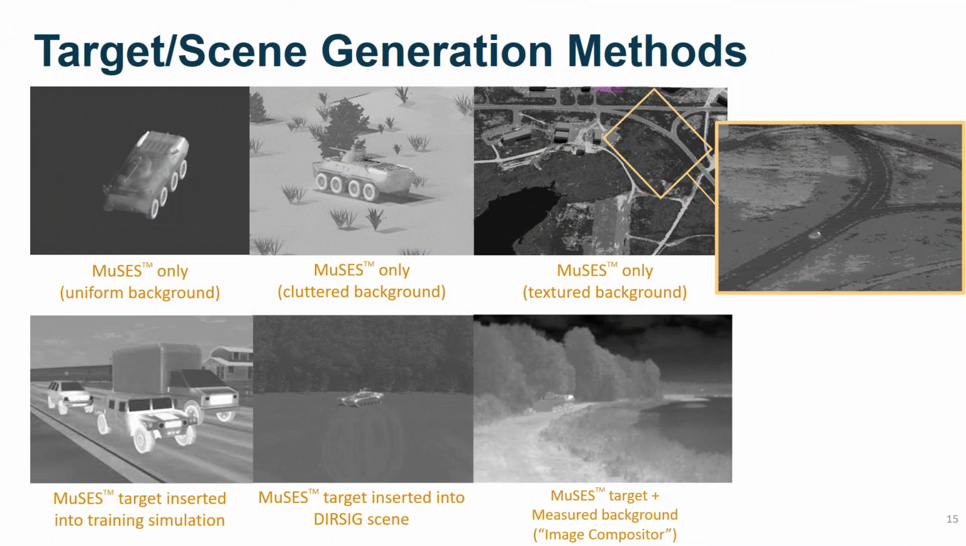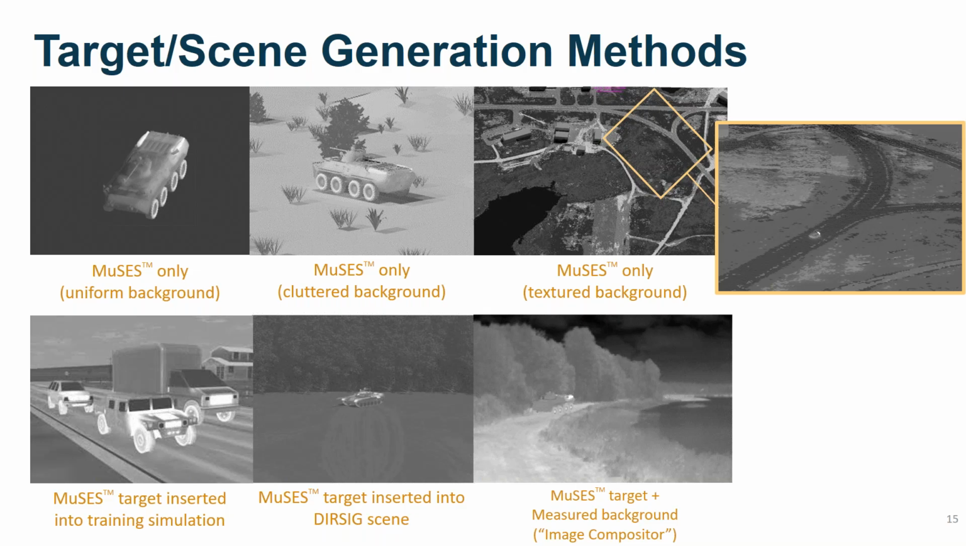There are many ways to model a background scene, such as the one that we saw on the previous slide. You could use a uniform and flat background with a more consistent radiance value. In the top left, you could add some 3D and explicitly modeled clutter like vegetation or bushes. You could use a more textured approach on the top right, which could include multiple types of building materials, different types of soil, asphalt, or any other type of ground cover. You can also insert MuSES target models into other simulation and training tools, or insert them into a previously measured infrared image, like in the bottom right.